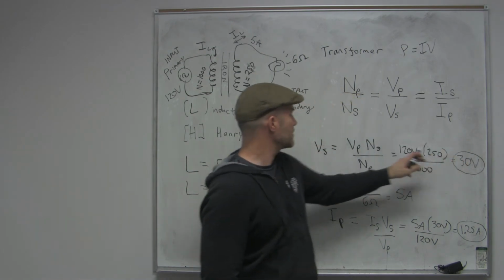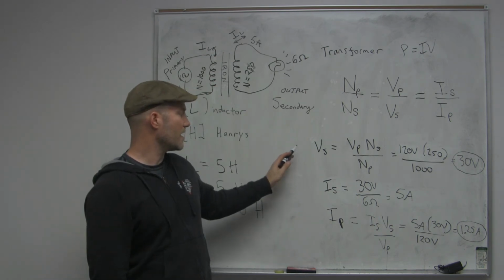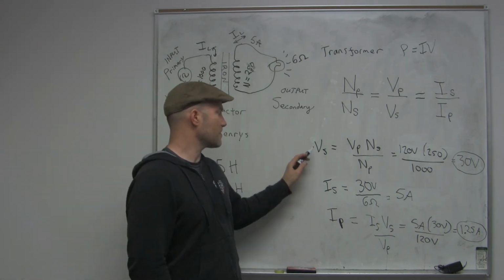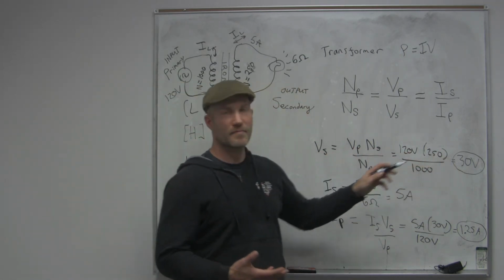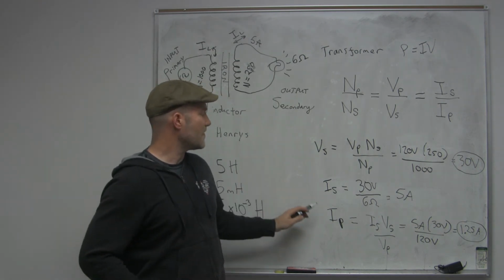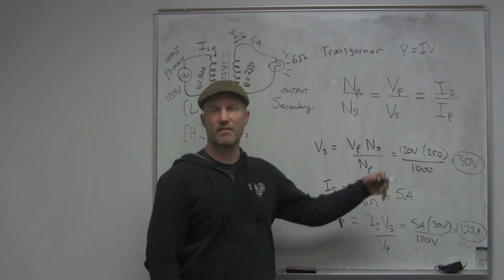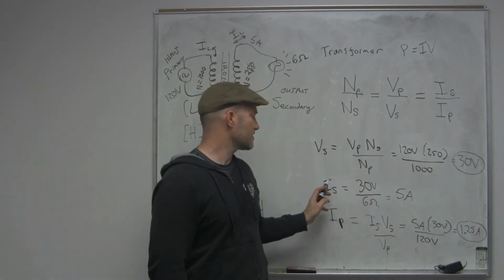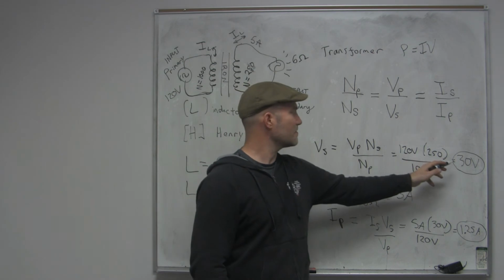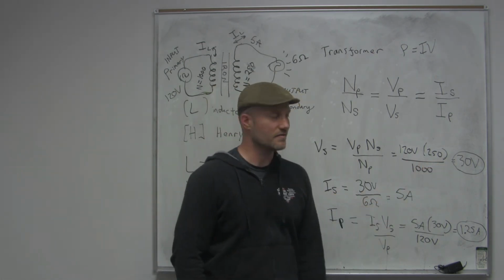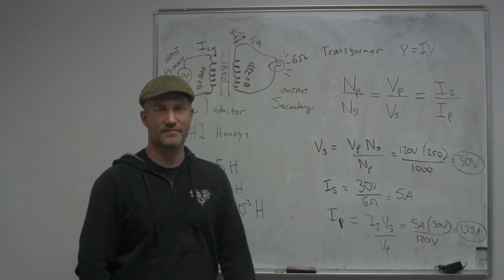So notice that for voltage, the secondary voltage is 4 times less, 30 volts compared to 120. But the secondary current is 5 times greater. So secondary voltage is 4 times less. Oh wow. Secondary voltage is 4 times less. Secondary current is 4 times greater. So 5 is 4 times greater than 1.25, which is the current on the primary.